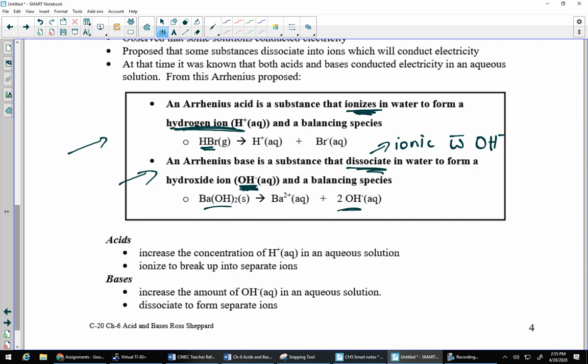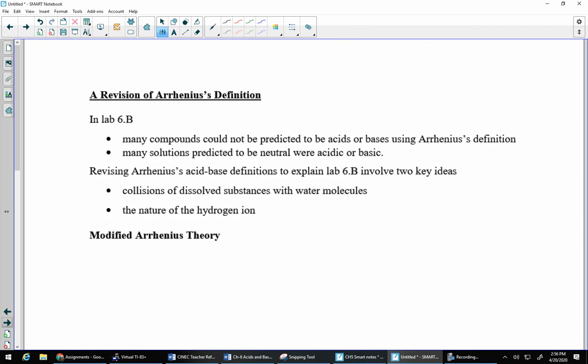As you increase the number of H plus, or hydrogen ions, you become more acidic. As you increase the amount of hydroxide, you become more basic. And again, we ionize to make hydrogen, and we dissociate to make hydroxide for bases. Cool. Again, we've already run into one or two little issues with that. One, how do things ionize? That doesn't make a ton of sense.